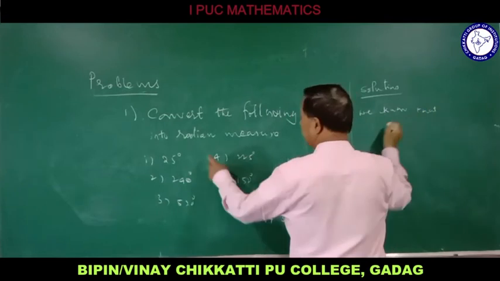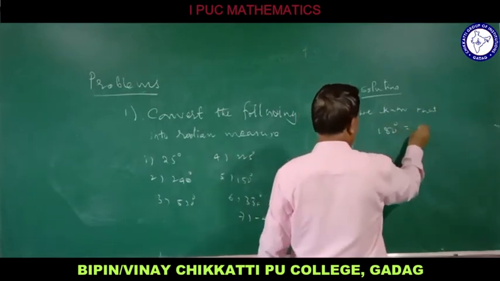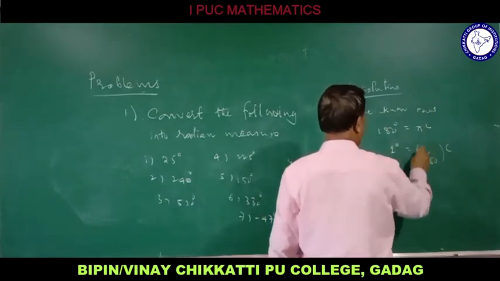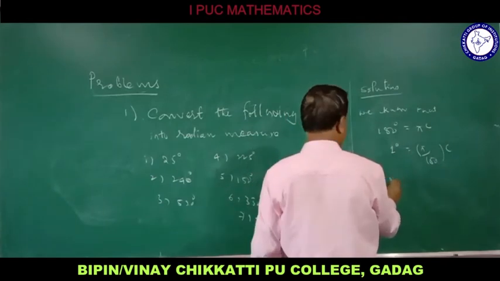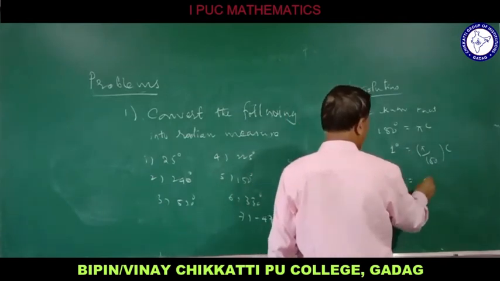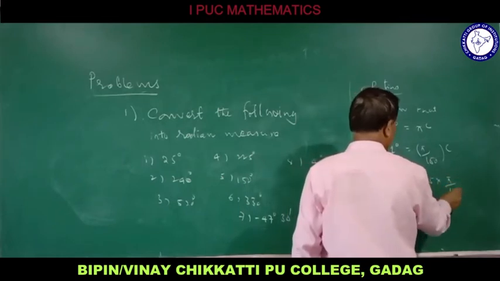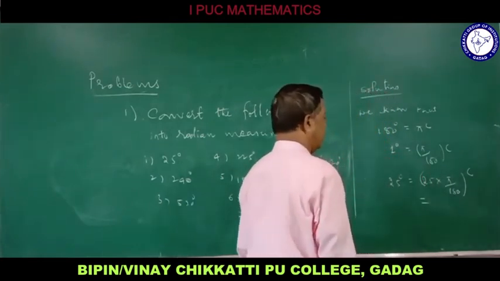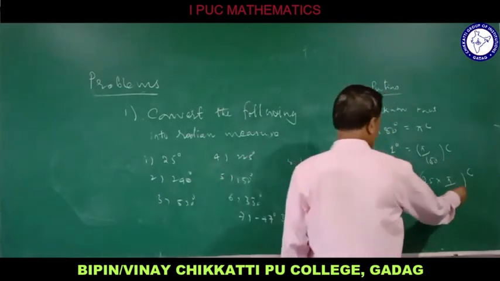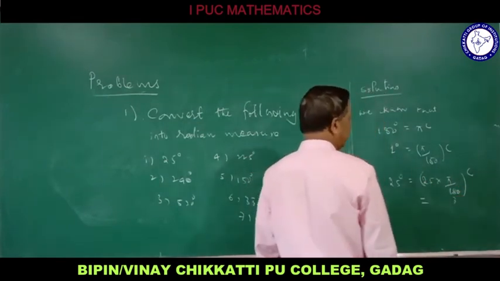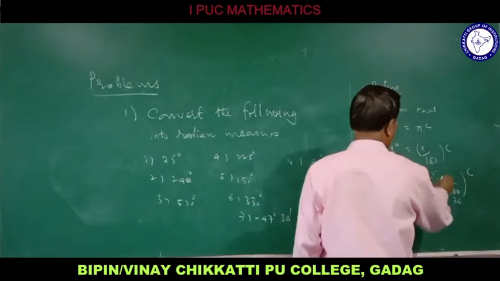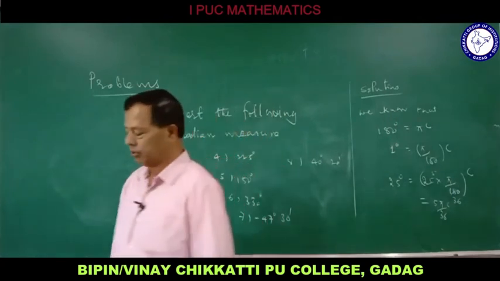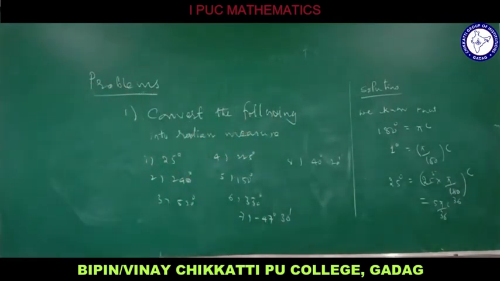We know that 180 degrees is equal to pi radian, so 1 degree is equal to pi by 180 radian. Therefore 25 degree is equal to 25 into pi by 180 radian. So you have to simplify this and I write the answer. Here 5 3s are 15, 5 6s are 30, and 5 5s are 25. So 5 pi by 36 radian. The first answer is 5 pi by 36 radian.